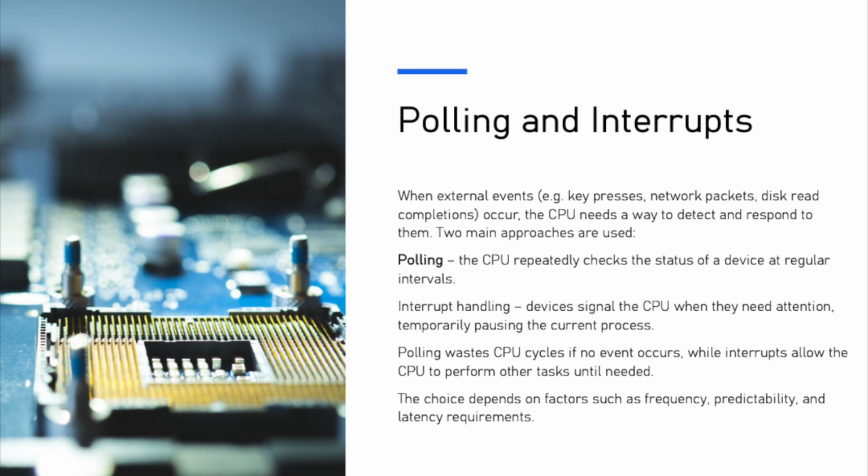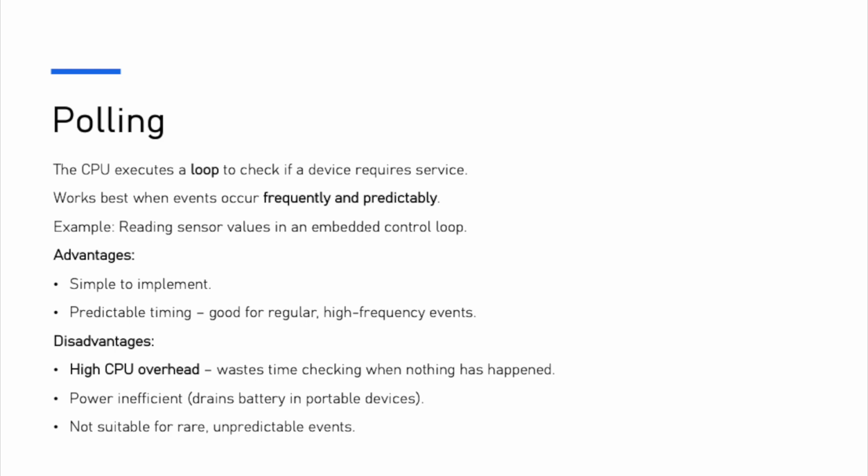However, polling wastes a lot of CPU cycles if no event occurs because you're constantly checking the status of different devices. Hard drive, are you okay? Keyboard, are you okay? Mouse, are you okay? Things like that. Interrupts, on the other hand, allow the CPU to perform other tasks until needed. This is where the keyboard will interrupt the CPU seeking its attention rather than the CPU checking on the keyboard and asking how it is. The choice depends on factors such as frequency, predictability, and latency requirements. So let's look at each of them turn by turn.